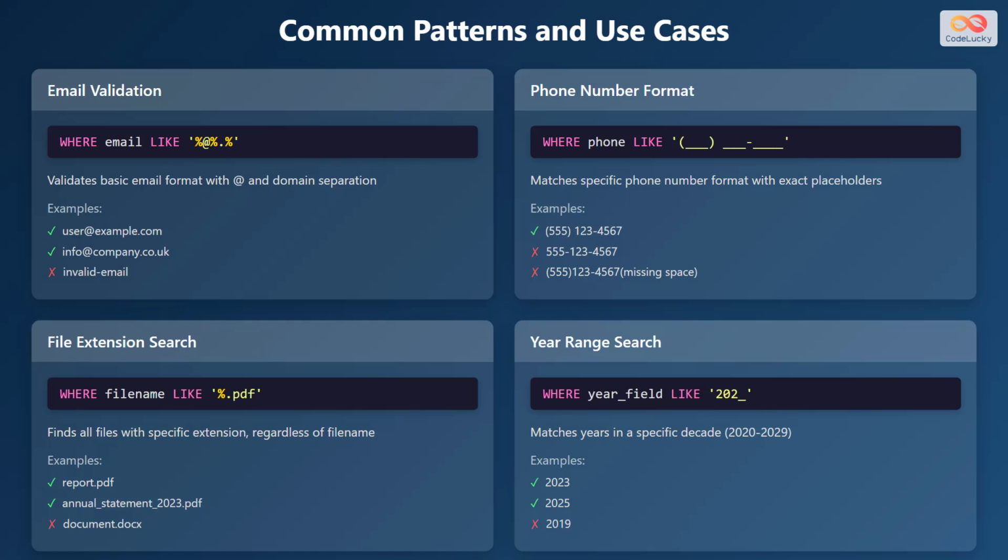This finds all files with the .pdf extension, like report.pdf or annual_statement_2023.pdf. To search for years in a specific decade, like the 2020s, use WHERE year_field LIKE '202_'. This will match years like 2023 or 2025.